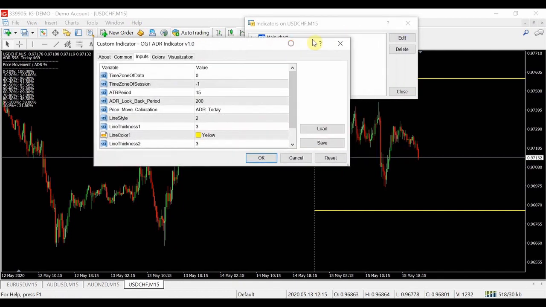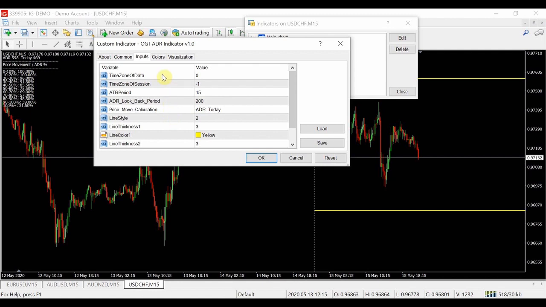For those of you who actually trade the ADR and use it, you might see some of the same variables that are in other ADR indicators. I've amalgamated three or four of them into my own and used the same wording because it just makes sense to do so, but I've added my own little twist, which I'll go through in a second.